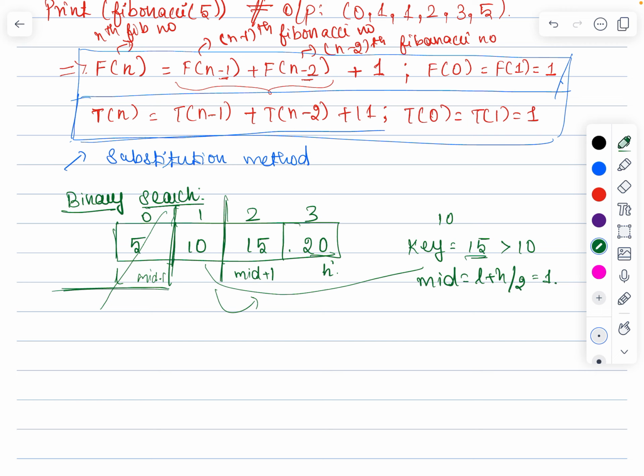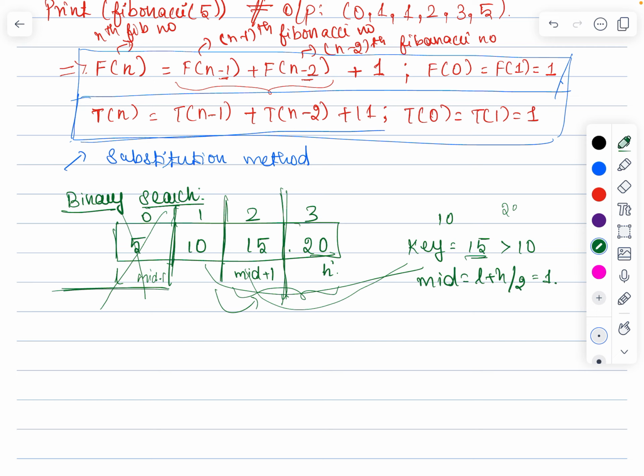We concentrate on only the right sub problem, and then again we identify the mid element. After identifying the mid element, again we would be comparing. For instance, if it is equal, yes, the key value would be printed. Suppose it is 20 or some other element, again you have to compare it. If it is greater, the left hand side would again be completely ignored. If it is lesser, again the right hand side would be ignored.